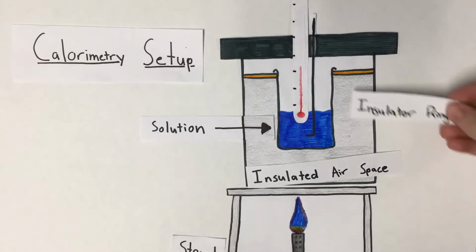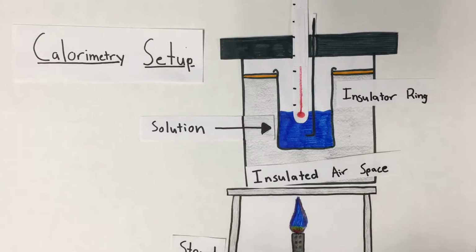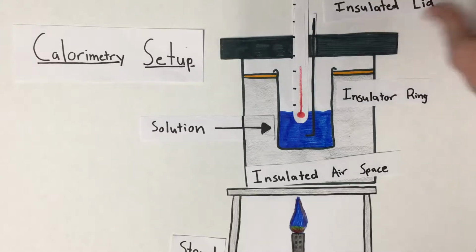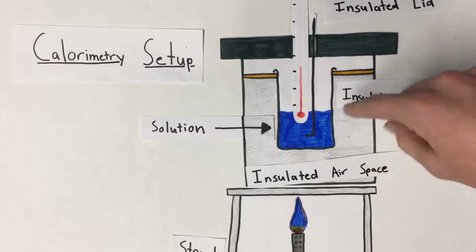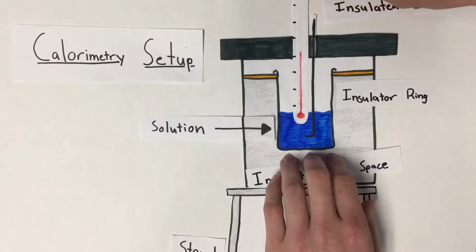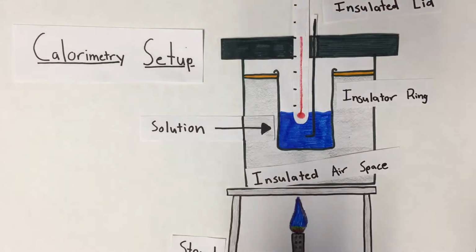Now you would insulate it by using insulator rings around where the solution is held, and by using an insulated lid on top of everything with enough holes to have your stirring rod and your thermometer go in it, to make sure that the heat rises at the appropriate amount that you want to get.